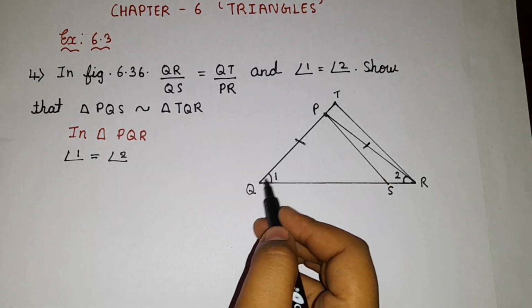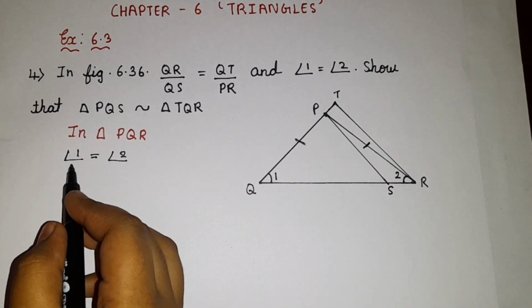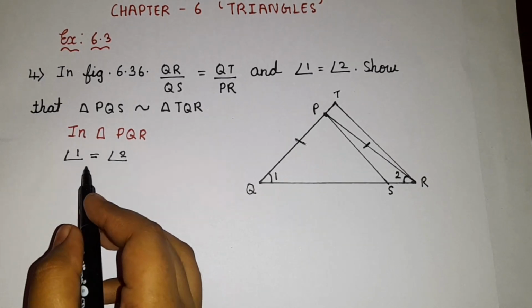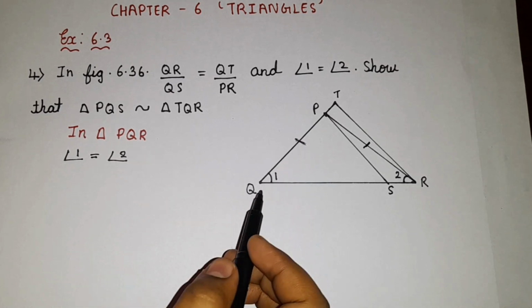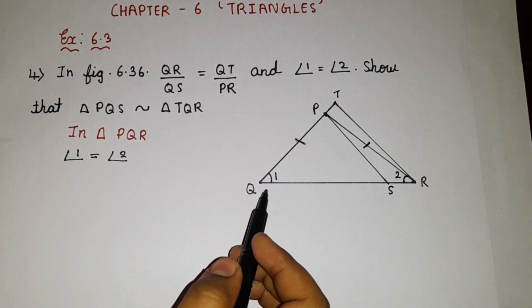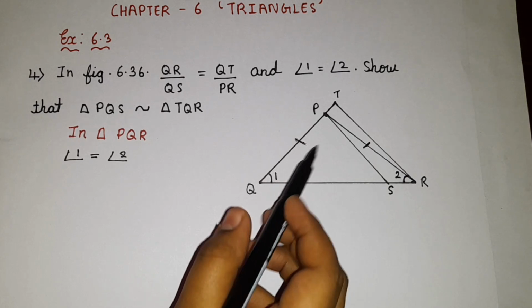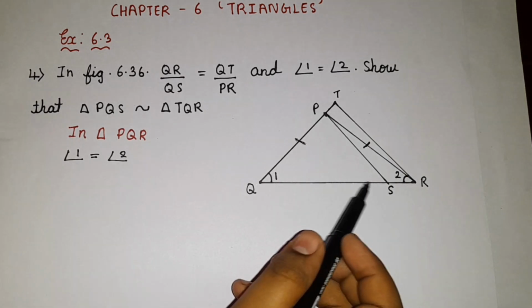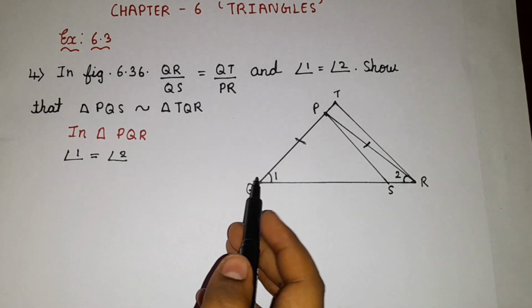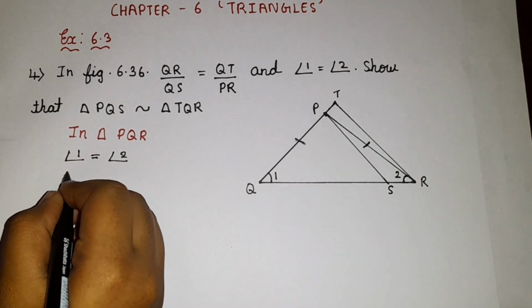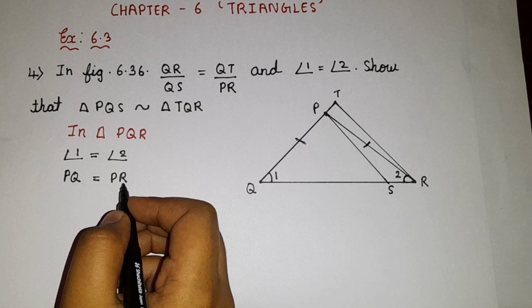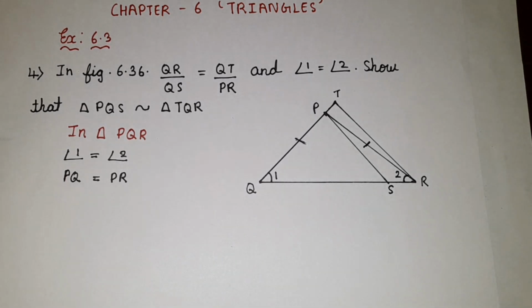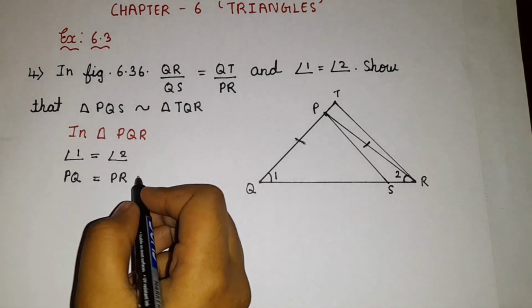Why are they equal? Because the angles are equal. Just now I showed that angle 1 is equal to angle 2. Just because angle 1 is equal to angle 2, I can write PQ is equal to PR. Why? Because the angles are equal, even the sides are equal. So I need the reason: sides opposite to equal angles. This is a new concept, so don't worry, you can study it right now.